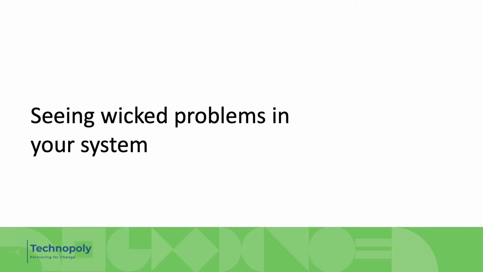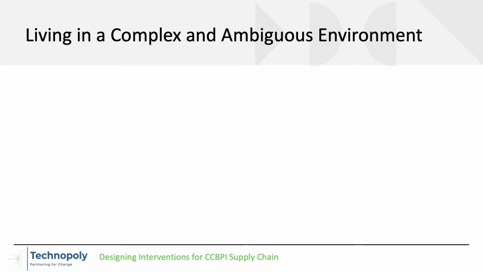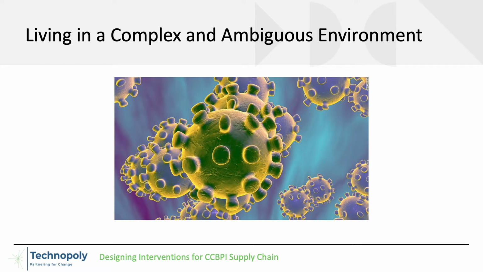Before we begin to apply what we've learned in systems thinking, we need to identify and recognize what we call wicked problems in your system. A common situation that happens in most of the systems we are facing is that these systems exist in what we call a complex and ambiguous environment. By recognizing that systems exist in this environment, we are now faced with what we call wicked problems.